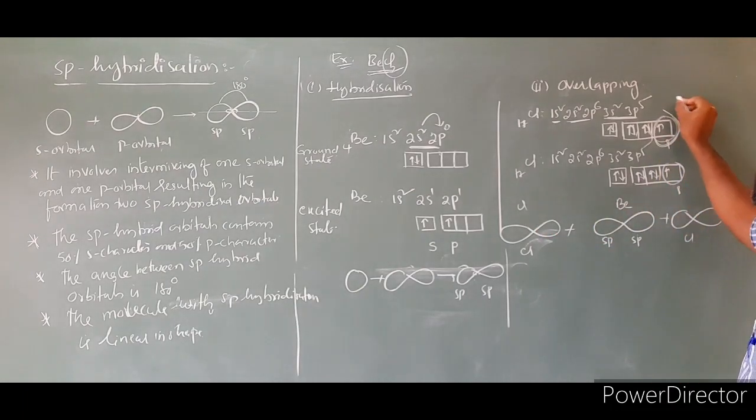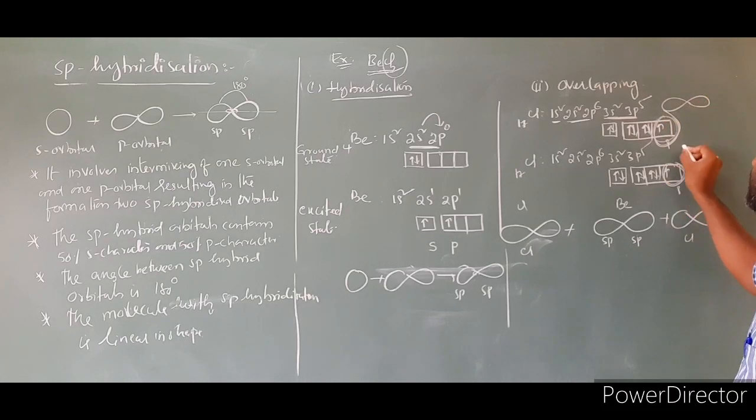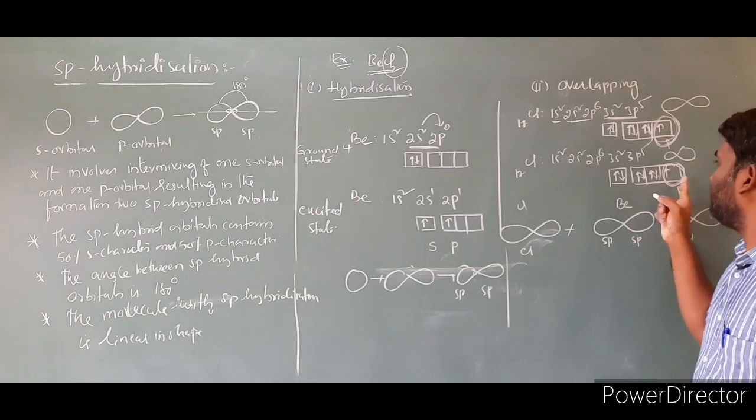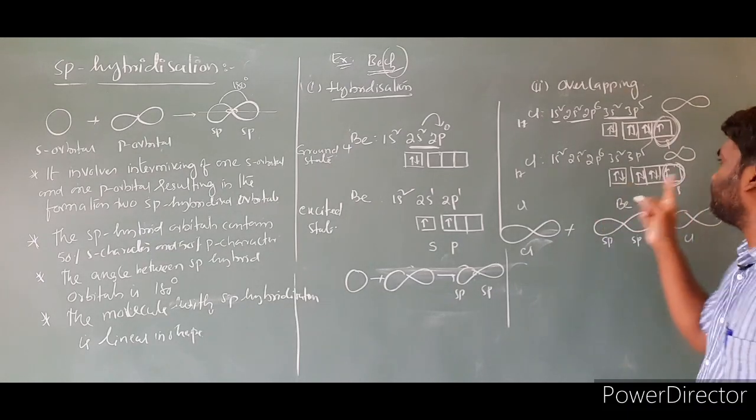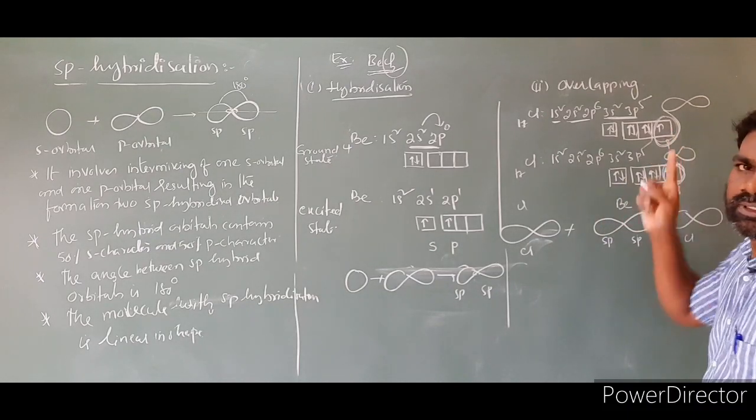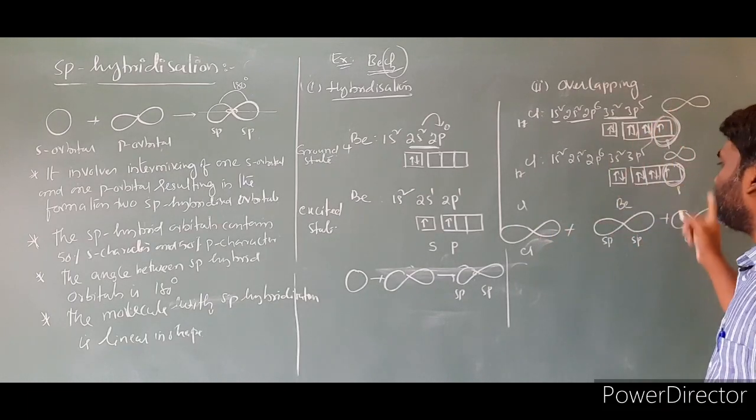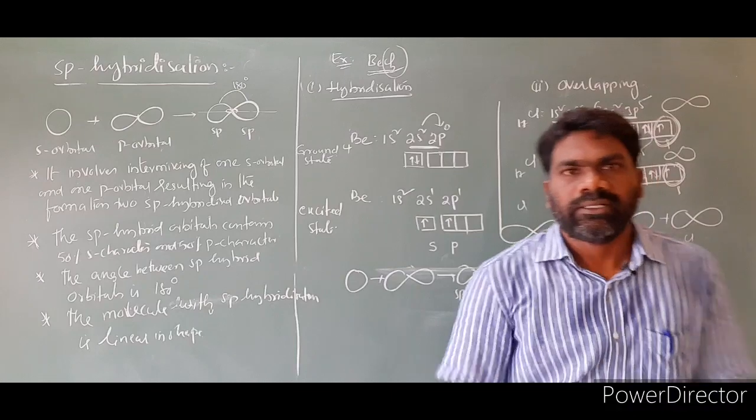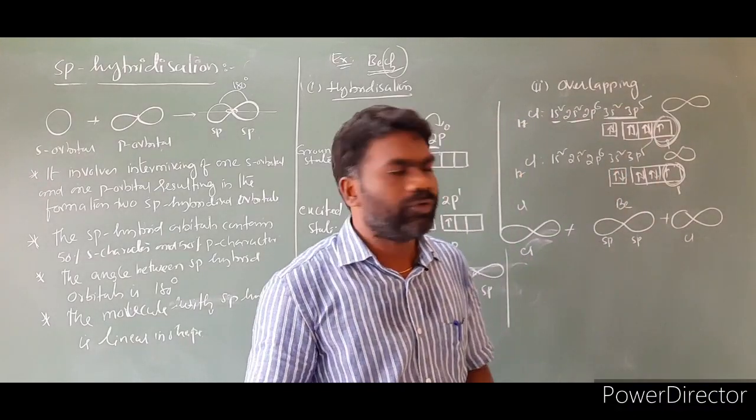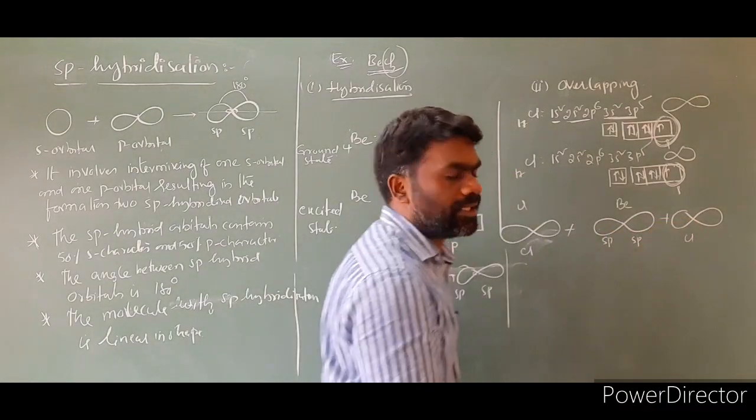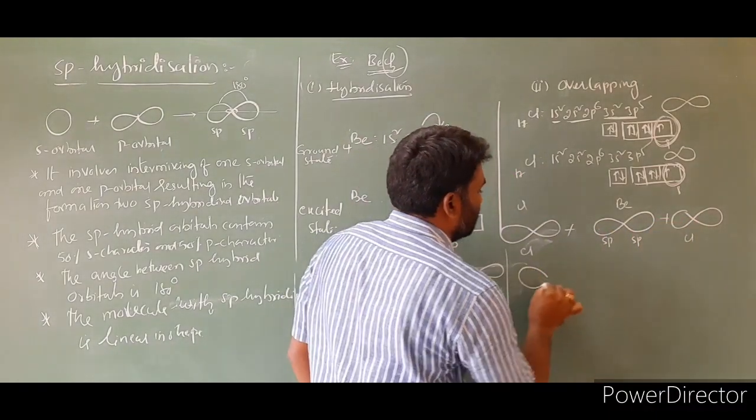This p orbital I am labeling like this. This has one p orbital, and I am labeling it as 1, because we don't take this p orbital, this p orbital, because it has only one electron. These two p orbitals we have to take. This p orbital I wrote here, this p orbital I wrote here, beryllium I wrote at the center. Then overlapping you already know very well. How do we do overlapping? Partial merging. This one we have to merge here, this one we have to merge here. Then make the overlapping like this.